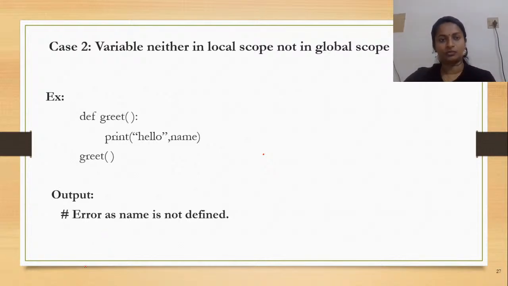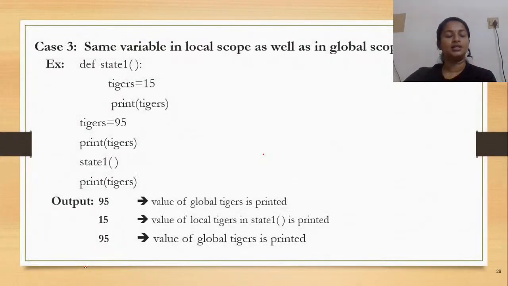Okay, so moving on, let's move on to the next case, that is case 3. You have the same variable in local scope as well as in global scope. In the previous example, we saw a variable which we couldn't find either in the local or global scope. Right now, what we are going to do is we have a variable with a name, and this variable name is appearing inside a function as well as in your main program. So this is going to be the same variable with local scope as well as global scope.